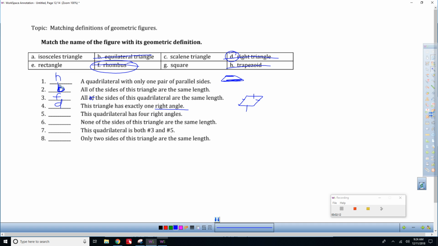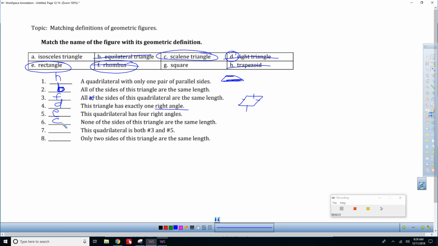Alright, this quadrilateral has four right angles. Not so fast, it's not a square. It's a rectangle. Didn't mention anything about the sides. None of the sides of this triangle are the same length. That's kind of one you got to memorize. I have no tricks on that. That's called a scalene.